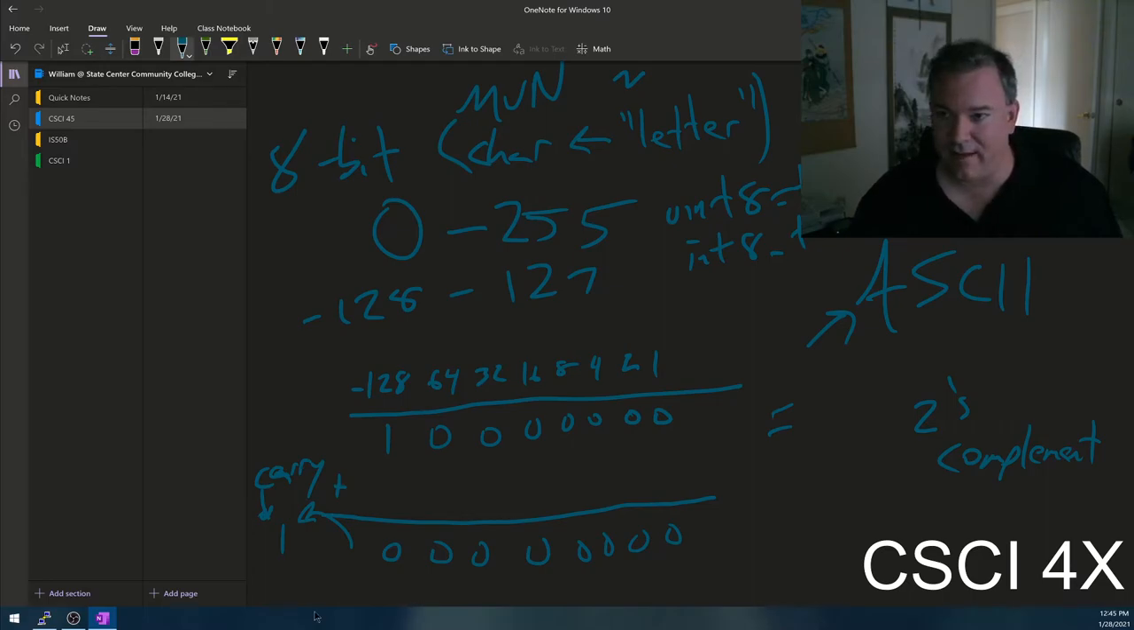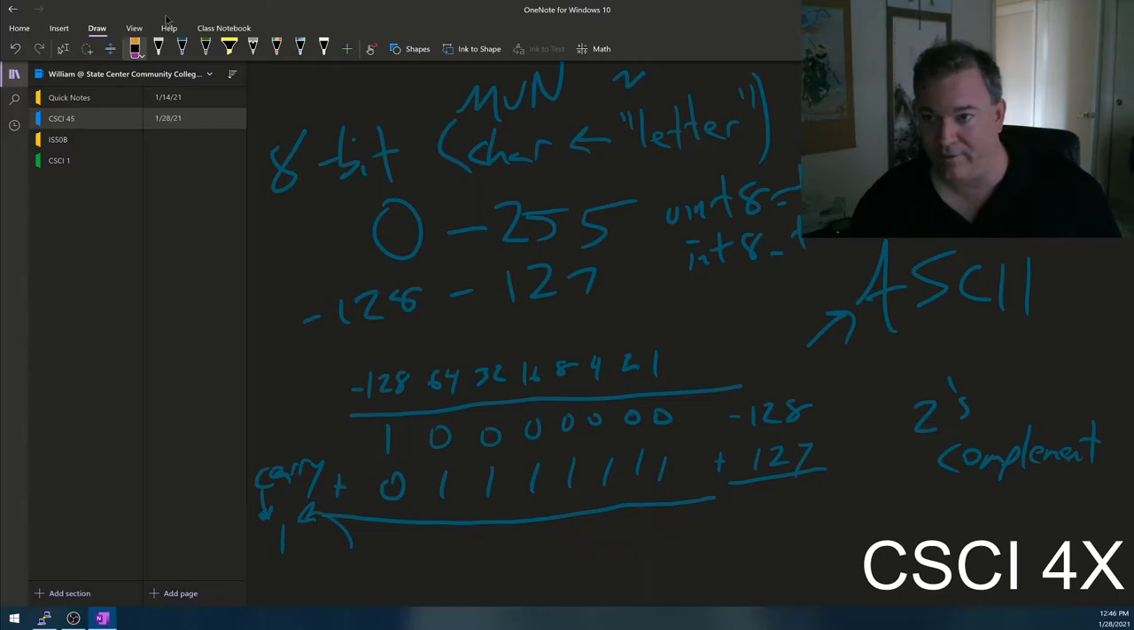So let's add negative 128 and 127 together. So this is negative 128 plus 127. And so we should get negative 1, right? So it's important for you guys to know what negative 1 looks like because it's pretty famous. Negative 1 is 1, 1, 1, 1, 1, 1, 1, 1.